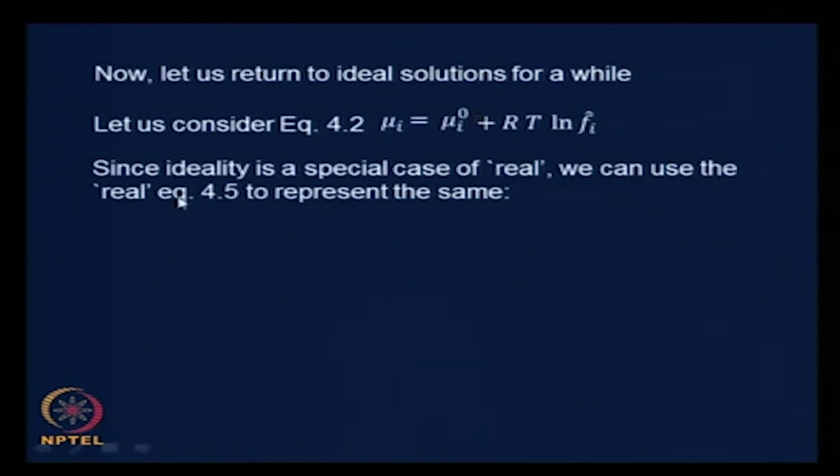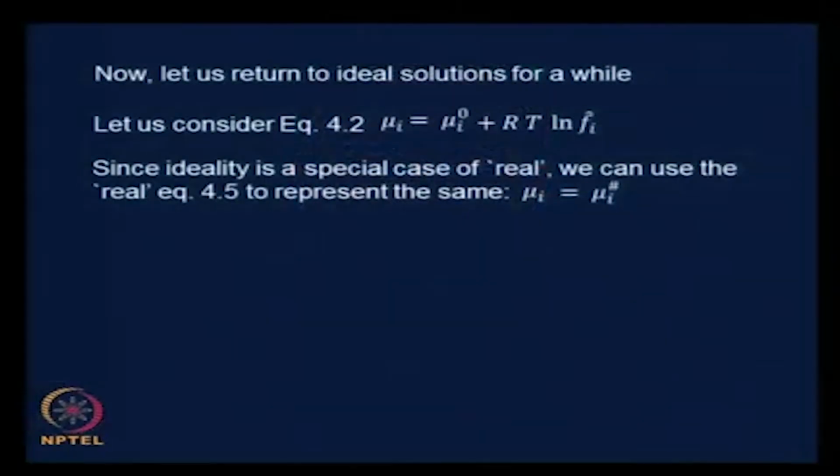Now we know that ideality is nothing but a special case of reality. Therefore, the expression for the real case must also be valid here. If we write it for the real case, it should be valid for the ideal case also. The super thing should always include the special case also. Therefore, equation 4.5, mu I equals mu I hash plus RT ln yi, where mu I hash is a function of temperature and pressure, should also be valid.